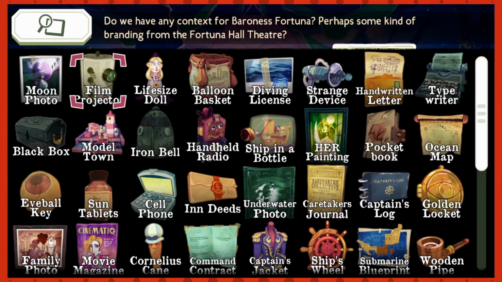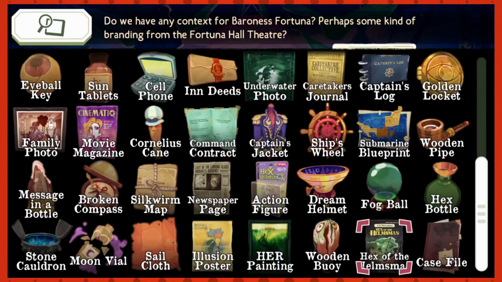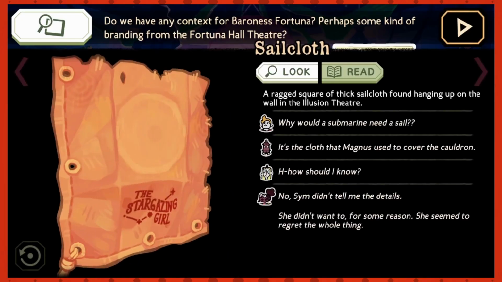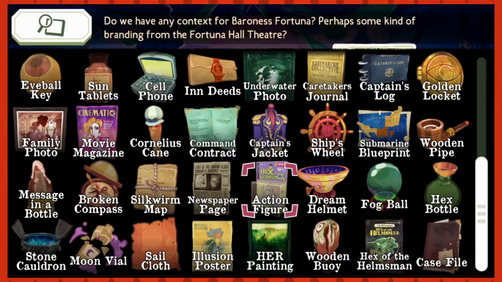Typewriter, handwritten letter, diving license. Where the hell else has she been brought up? Do we have any concept of Baroness Fortuna? Perhaps some kind of branding from the Fortuna Hall Theater? Branding? I mean, we have the sailcloth, but... That's not right. Exactly. I knew that. So, what the hell are we looking for now?